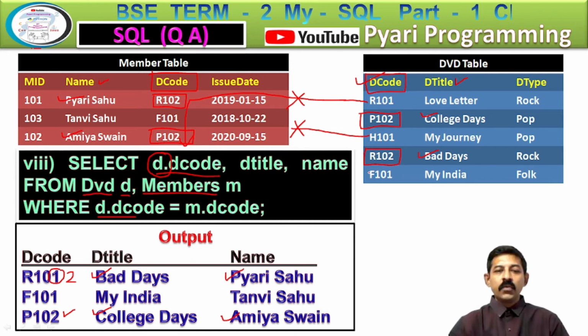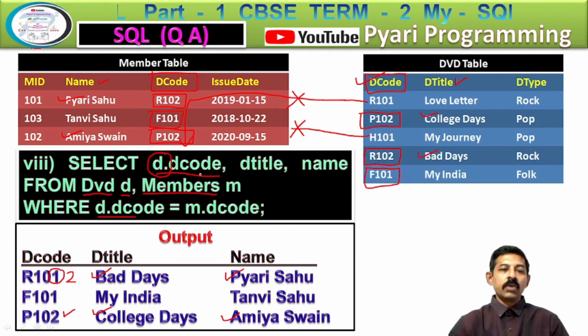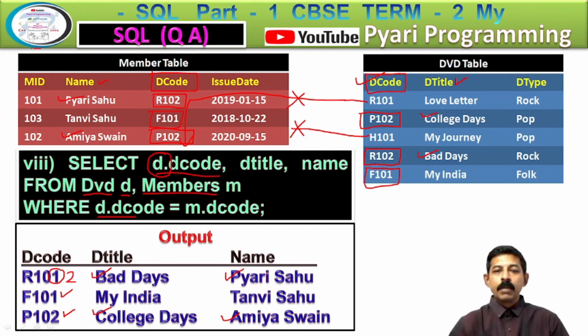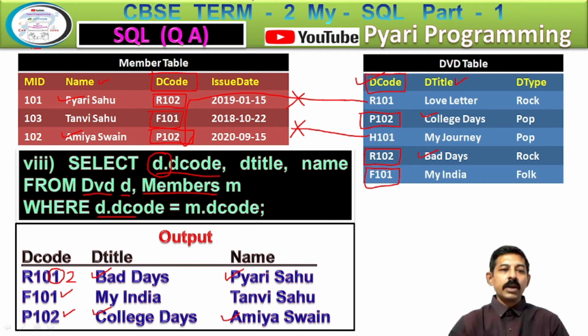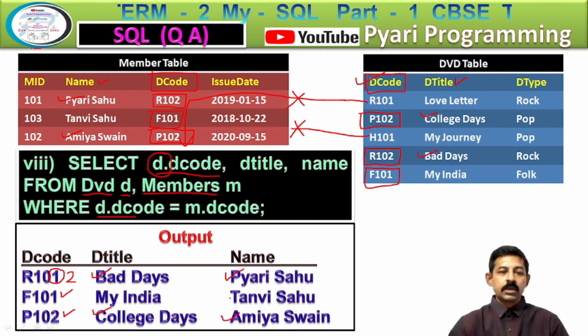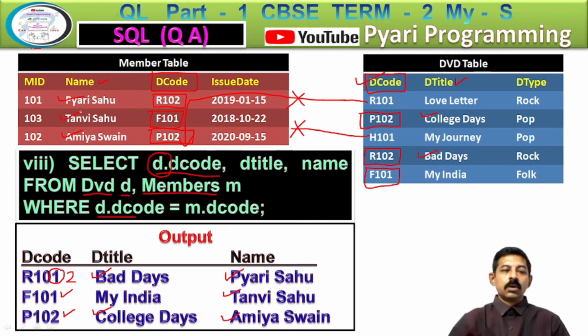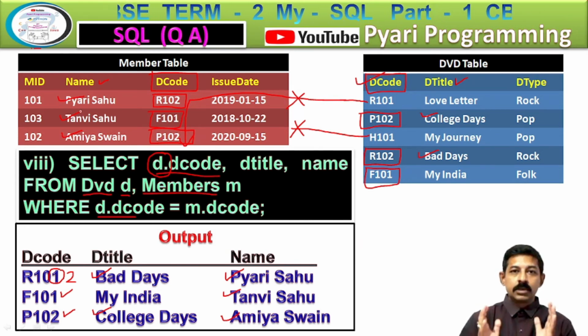Next it is checking F101, which is also available. It is available over here, F101. So what do I need to extract? I need to extract the decode. That's why it is displaying F101. Then D title is My India. That's why it is displaying My India over here. Now after that, it is displaying your name. Name is Tanvi Sahu. So that's why it is displaying Tanvi Sahu. Look at this, here we have Tanvi Sahu. So like this, we have to extract the information by combining two tables.